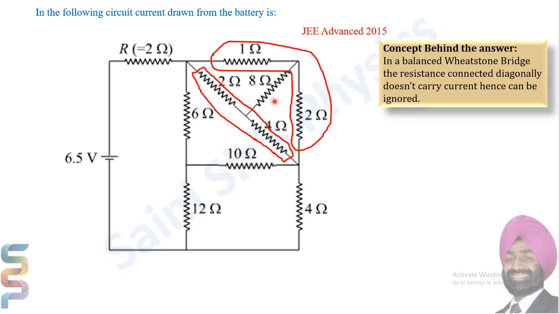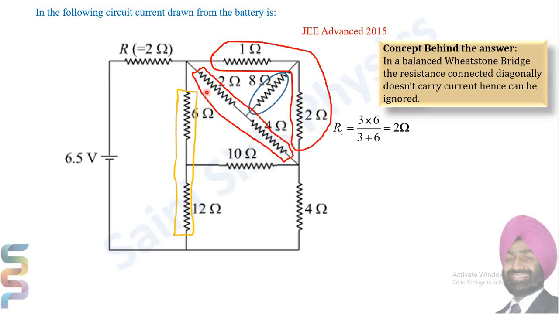So this 8 ohm resistance can be ignored, and the total resistance of this part would be 1 ohm and 2 ohm in series, that is 3 ohm, and 2 and 4 in series, 6 ohm. Then 3 and 6 in parallel. For two resistances in parallel, you have been repeatedly told: R equivalent equals the product of resistances divided by the sum of the resistances. So 3 into 6 divided by 3 plus 6. This whole resistance turns out to be 2 ohm.